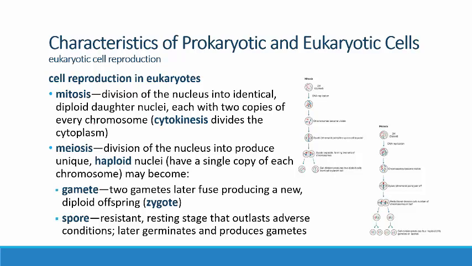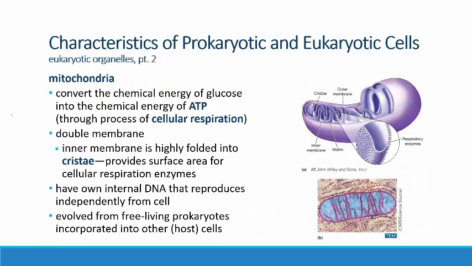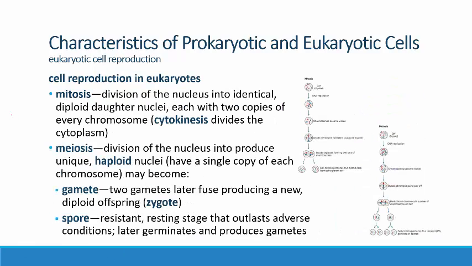So we produce identical copies. They are diploid. Sorry about that. It produces identical diploid copies through mitosis. And this is how the body of a eukaryotic organism grows in size. We make two copies every time we do mitosis.